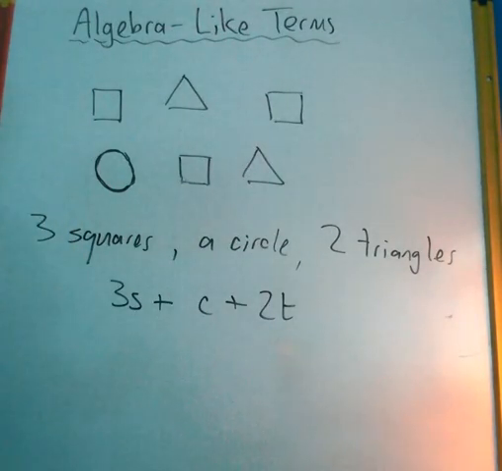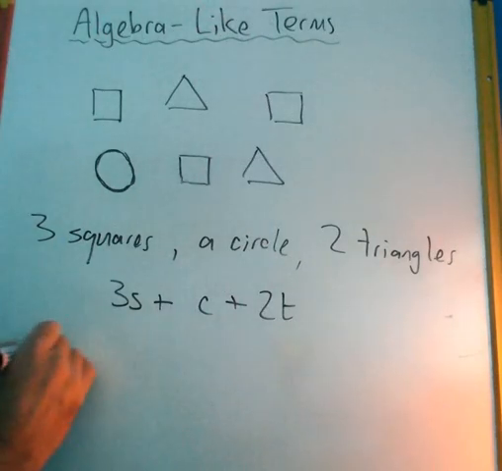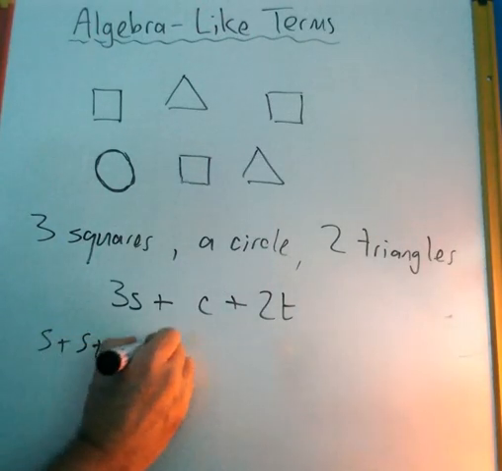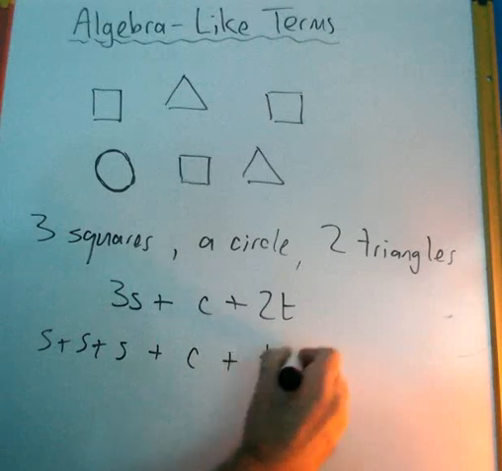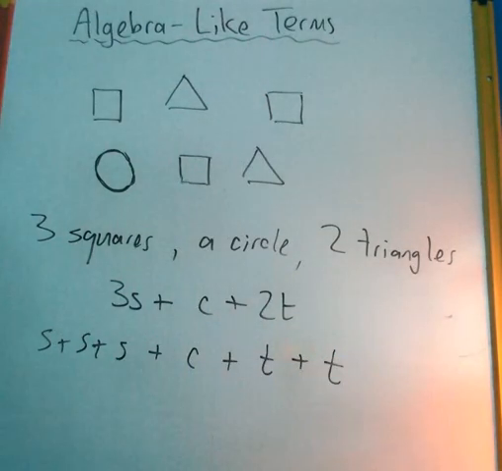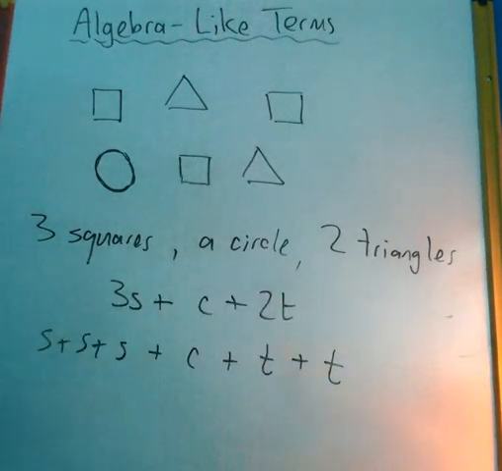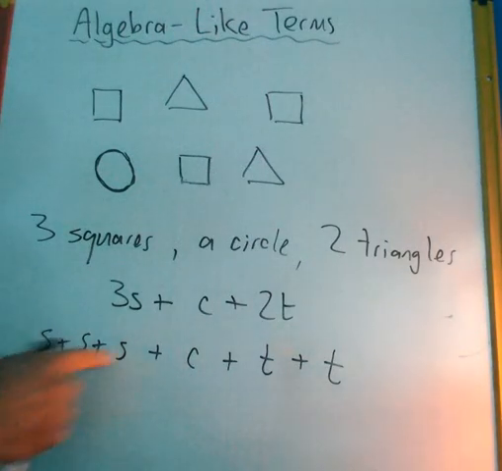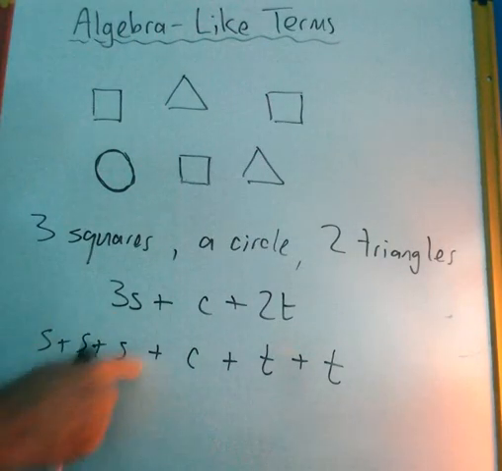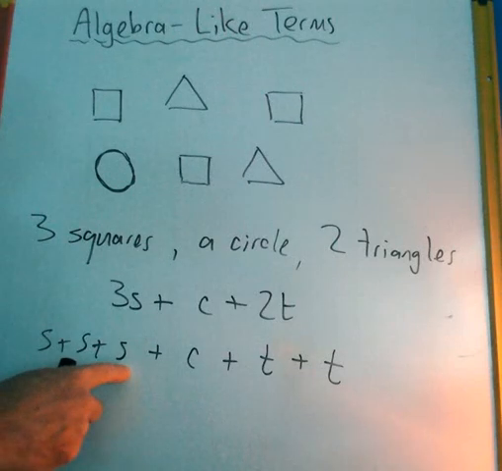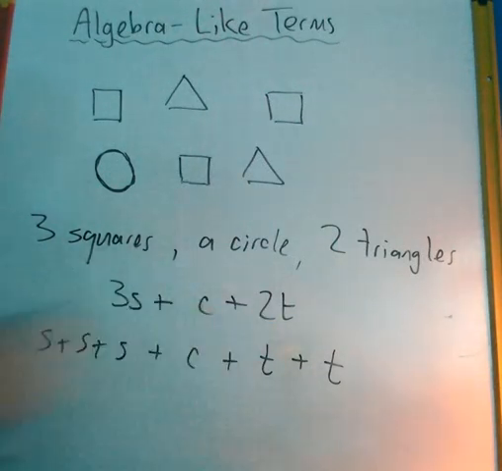If I was to write it fully, then I could have said a square, a square, a square, and a circle, and a triangle, but that's time consuming and a bit pointless. So what we do is we collect the things that are the same together and group them. And that essentially is what collecting like terms is.